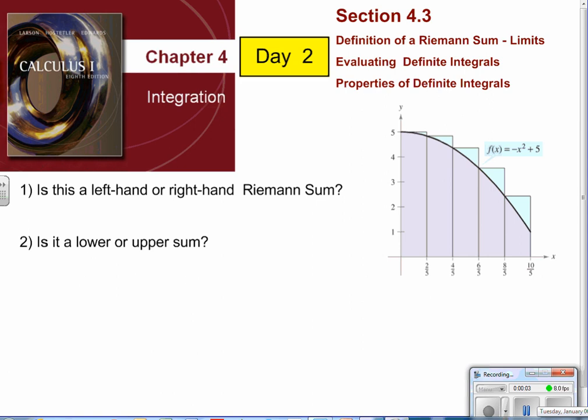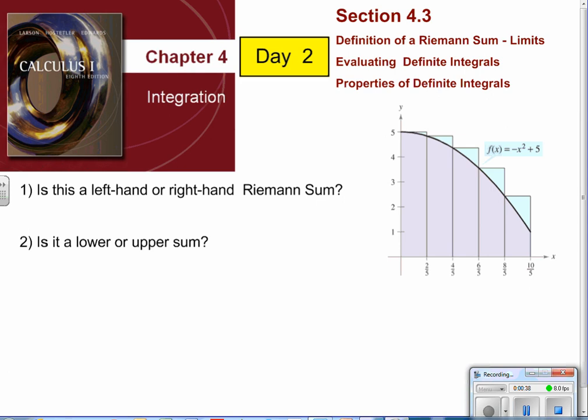Day 2 of section 4.3, still working with some Riemann sums and evaluating definite integrals from an area perspective. I know you don't have this particular screen on your notes, but I just want to lead into our notes by looking at this problem here. I've got the graph on the right that represents the parabola negative x squared plus 5, and I want to know, is this a left-hand or right-hand Riemann sum based on the rectangles shown? Would you be able to figure that out?